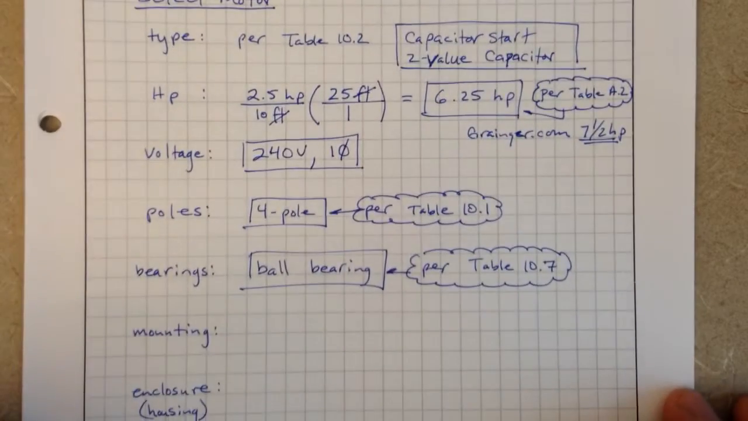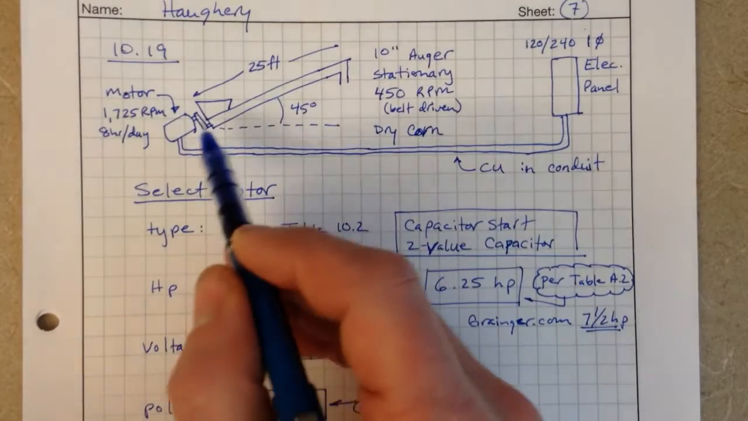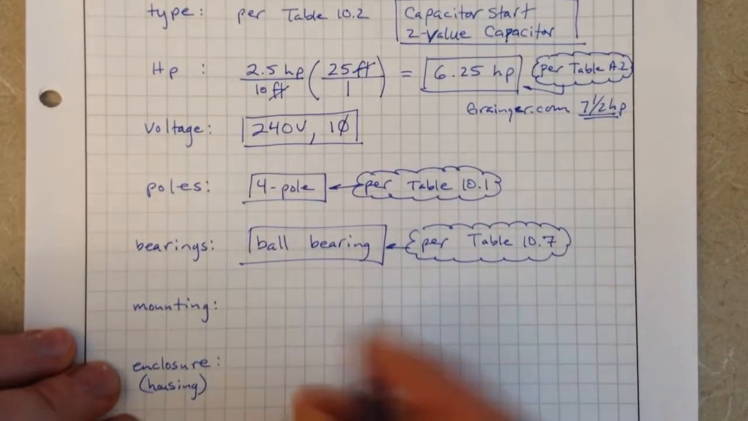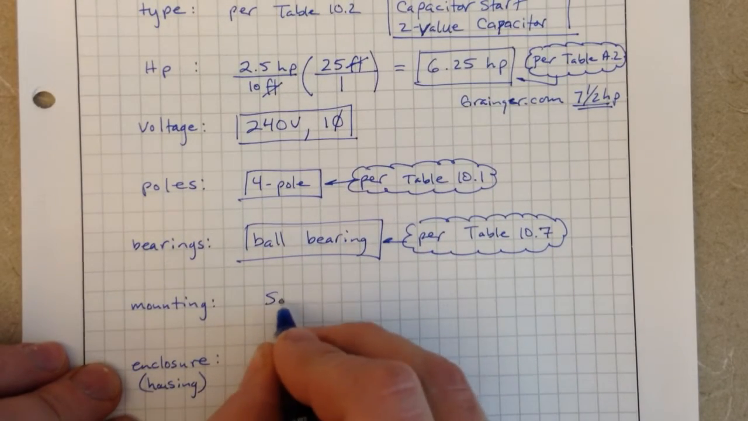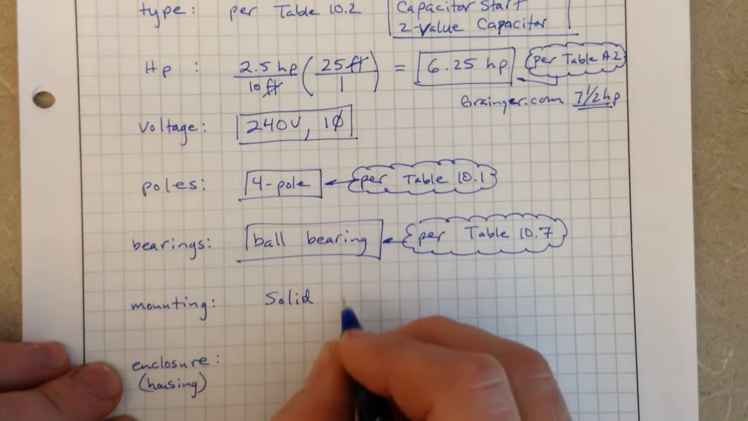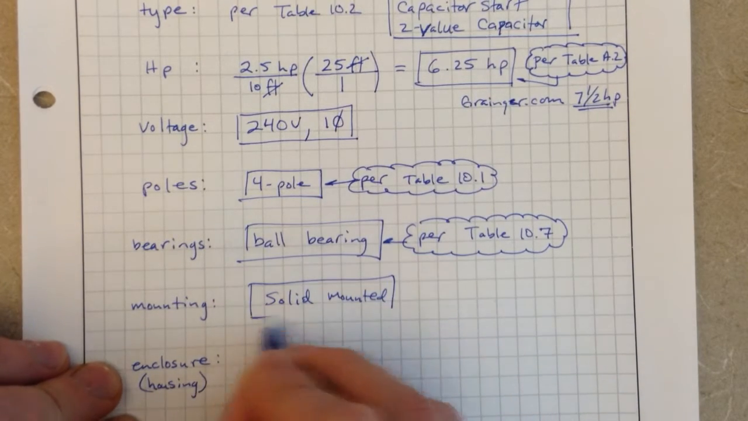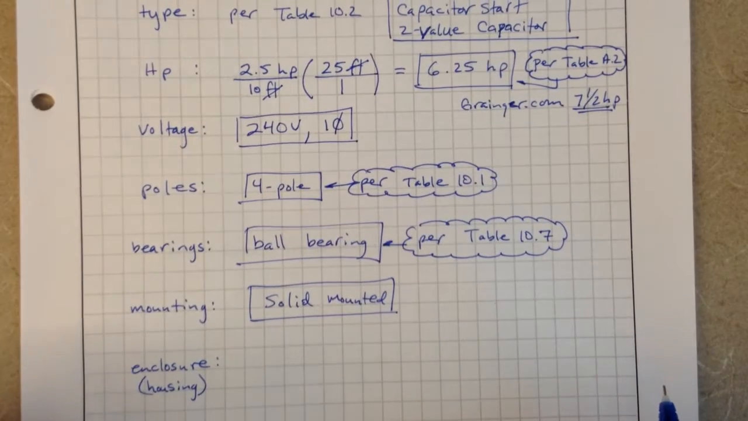Mounting. So it's going to be mounted solid, okay? Stationary. So probably a flange mount, possibly maybe a foot mount, okay? But the mounting is going to be solid. And this really comes into play when we talk about our disconnect means in our motor circuit, whether we can use a plug or not, or an actual switch disconnect handle.